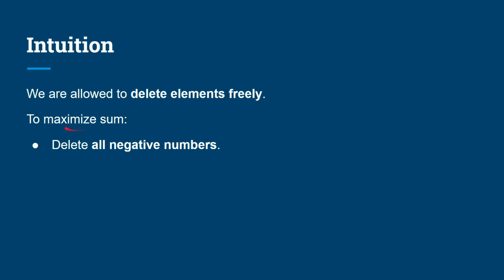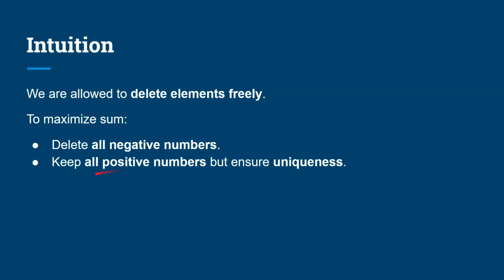Understand? We have to get the maximum sum. What do you need to get? The maximum sum, and for that you have to delete all the negative numbers. I hope you understand, right? Because we have to do the sum. So we will keep all the positive numbers, but ensure uniqueness. All the numbers which are left in the array should be unique.